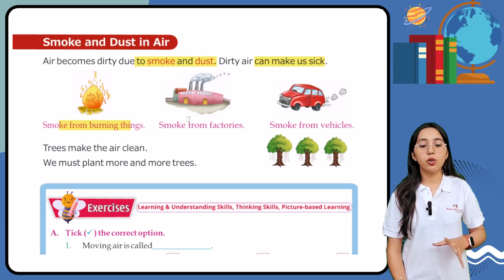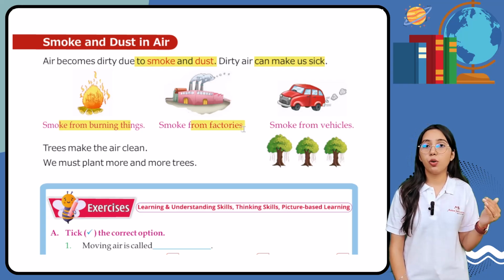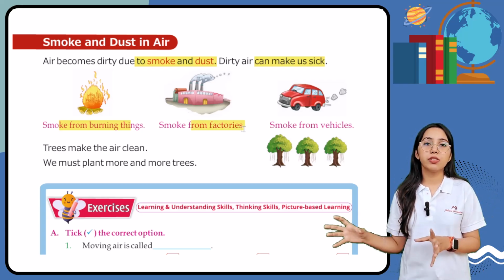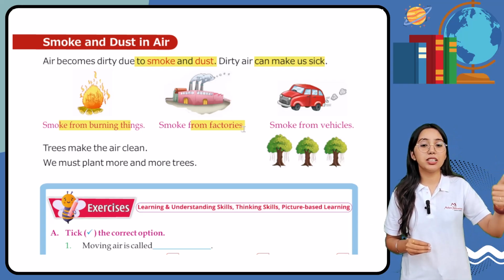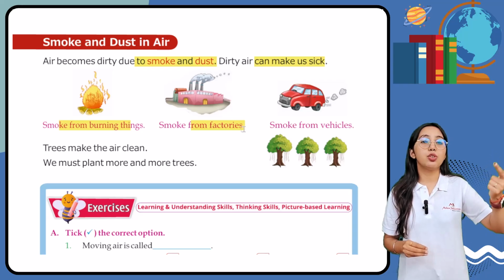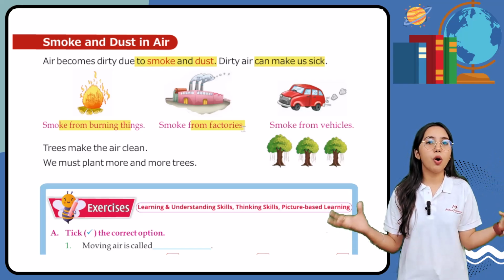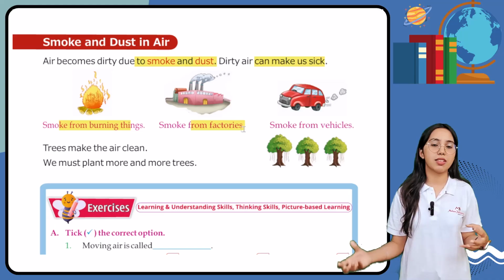Then we have smoke from factories also, and do you all know that smoke is also released from the vehicles? So that is why it is said that we should limit the use of vehicles, that we should not burn our waste, because all these things are creating smoke inside our air.